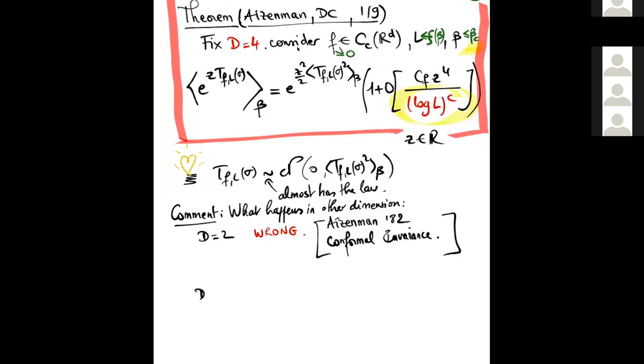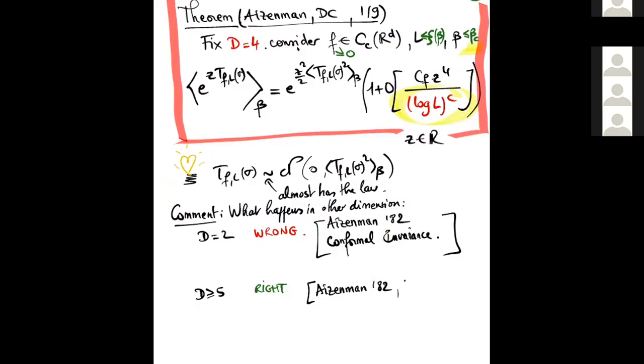Second thing of interest is dimension five and more. In dimension five and more, the result is right. So indeed, the process is Gaussian. So if you take large scale averages of Ising in dimension five and more, it's Gaussian. And this is a very classical result by Aizenman in 82. And this is actually the same result as here. It's the same thing.